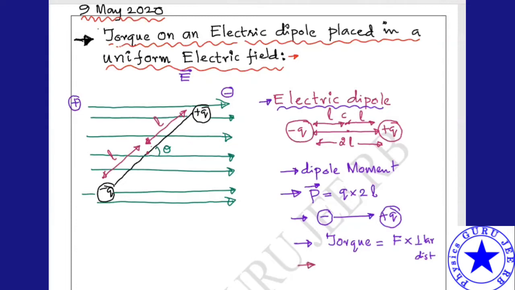We are writing here: when a charge is placed in a uniform electric field, then force will be acting on the charged particle. What is the expression for that force? Force is F equals E into Q. That means one force will be acting like this. This is force one, which is F equals EQ.